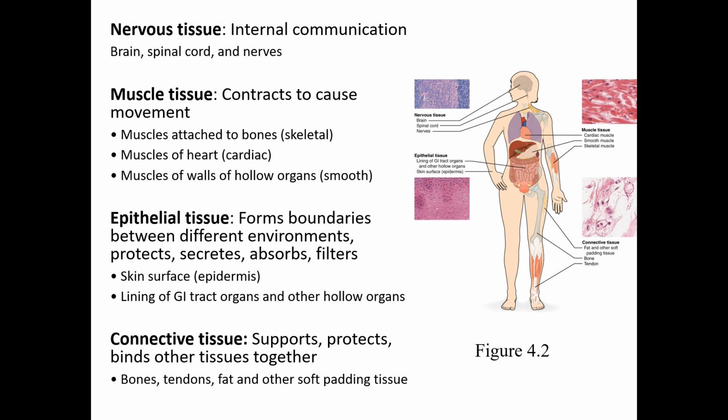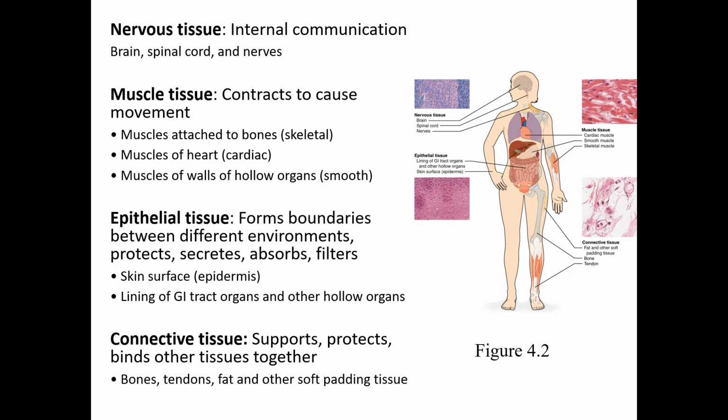Next one, epithelial tissues are lining and forming boundaries between different environments. They also work for secretion, absorption, and filtering. Example would be skin surface. Epidermis layer covers our body from the outside. Or inside, those would be epithelial tissues lining our gastrointestinal tract organs from the inside, like linings of our small intestine, large intestine, esophagus, stomach.